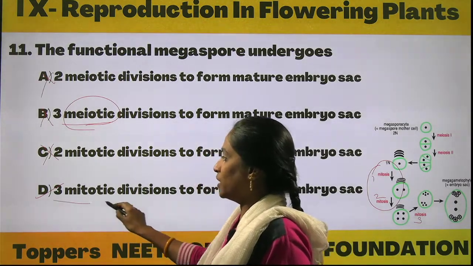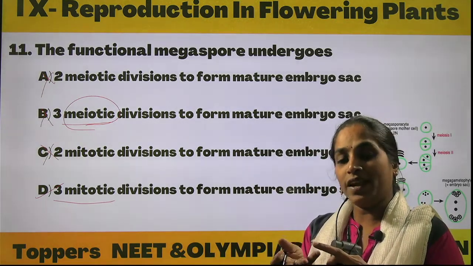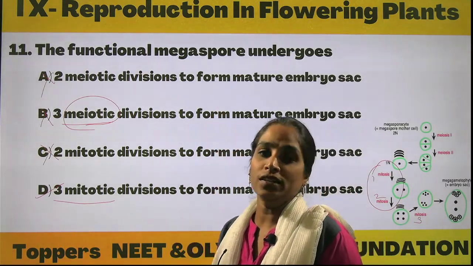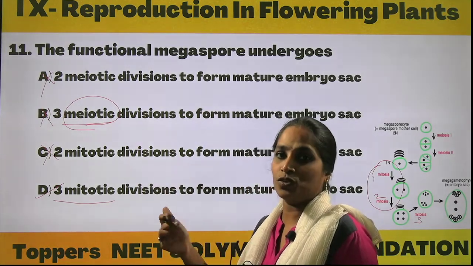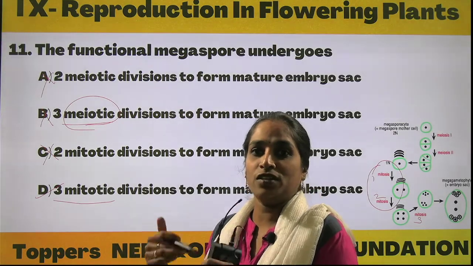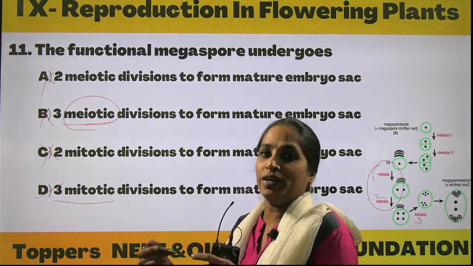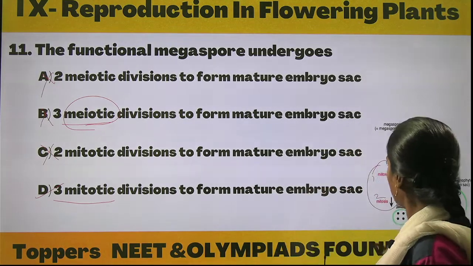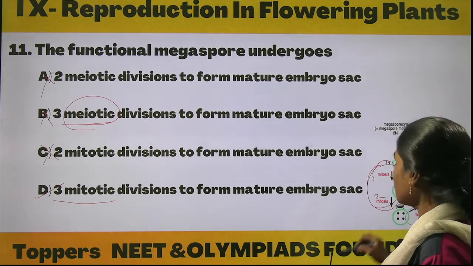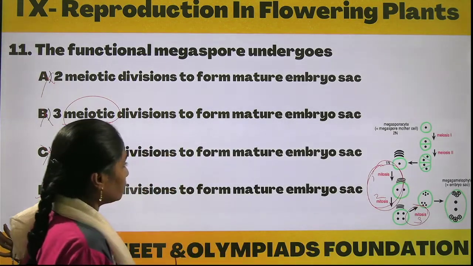Why do 3 mitotic cell divisions have to occur? Here we observe that one egg cell forms, and the egg cell and the central cell undergo the fertilization process. Coming to the antipodals and the synergids, they form as separate cells, but they do not undergo any fertilization process. They undergo development after the formation of the zygote and the endosperm, and will be helpful for the formation of the remaining parts of the fruit. So mitosis 1, 2 and 3: 3 mitotic cell divisions occur for the formation of the mature embryo sac.